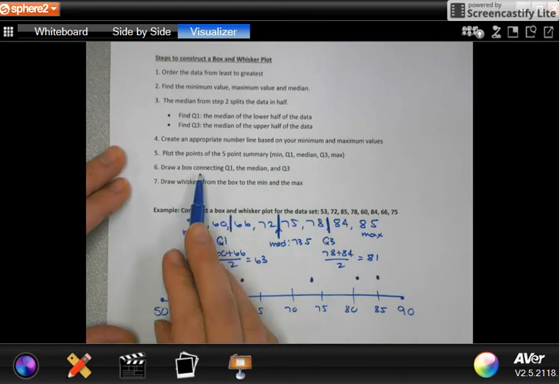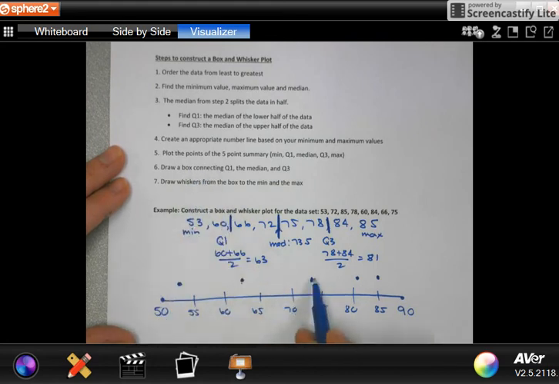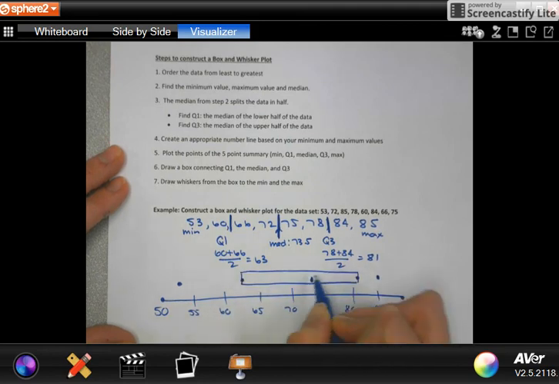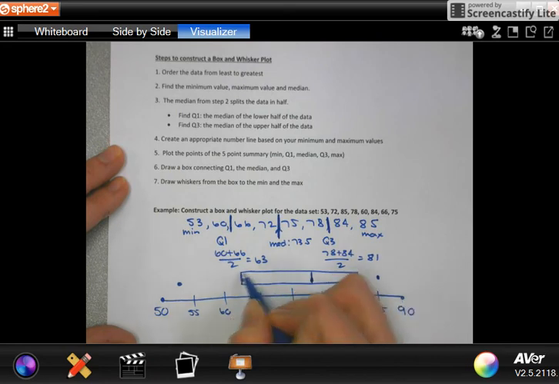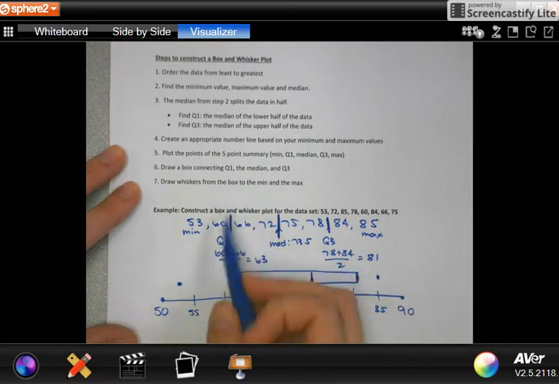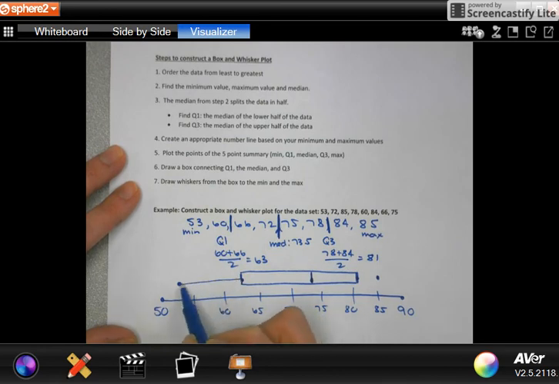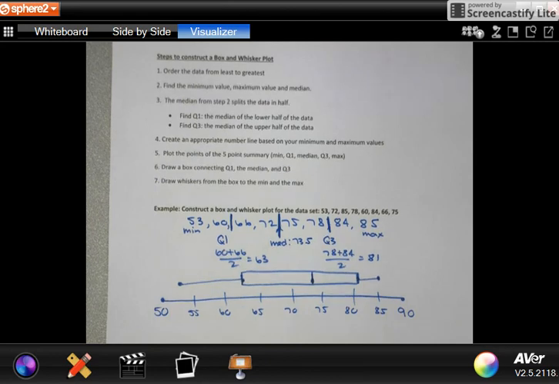So it says draw a box connecting Q1, the median, and Q3. So you'll just kind of box all of that in and then draw a line through the median. So you should have 3 lines there and a box connecting them. Then draw whiskers from the box to the min and to the max. And there's your box and whisker plot.